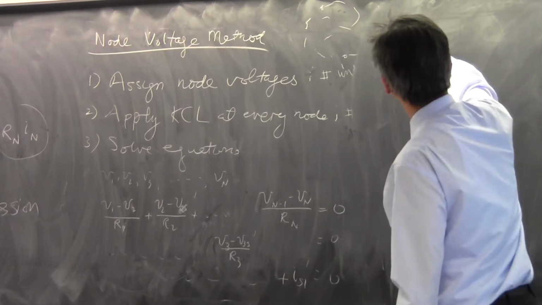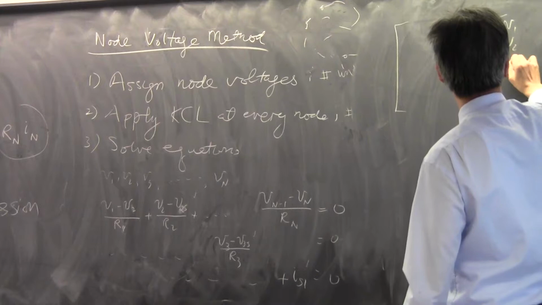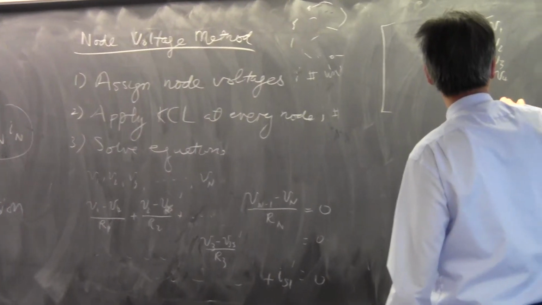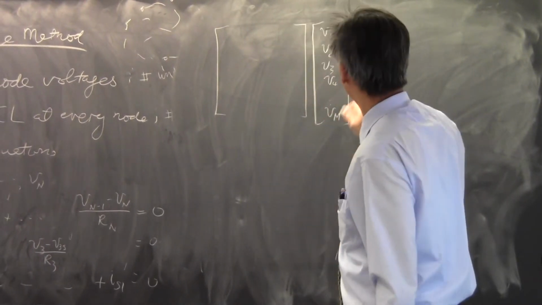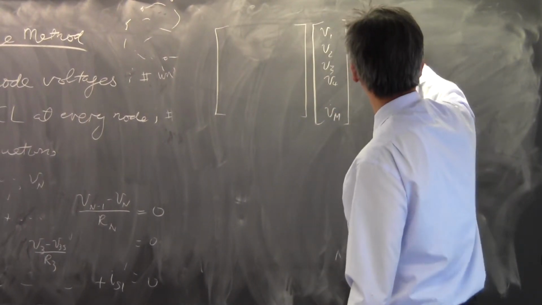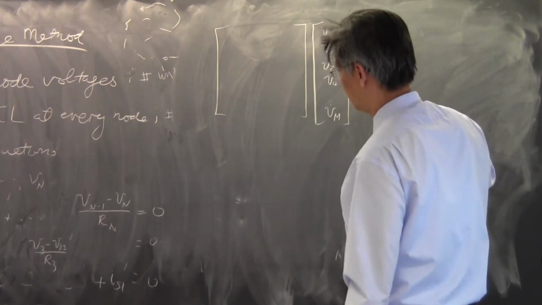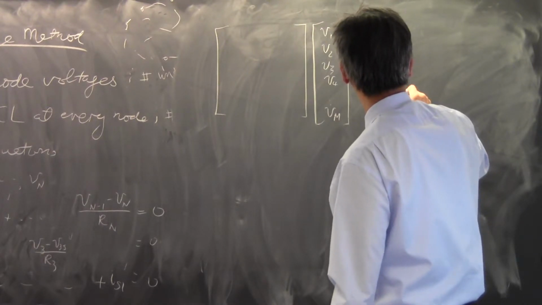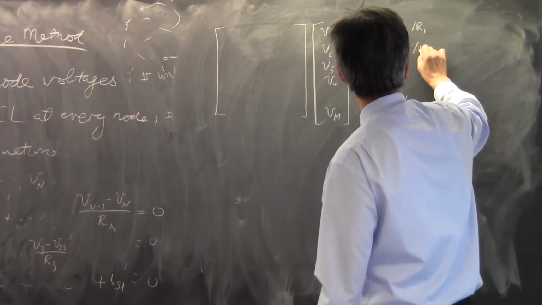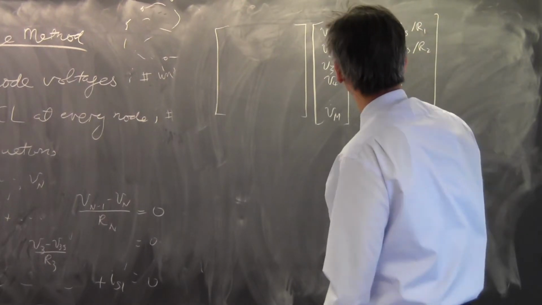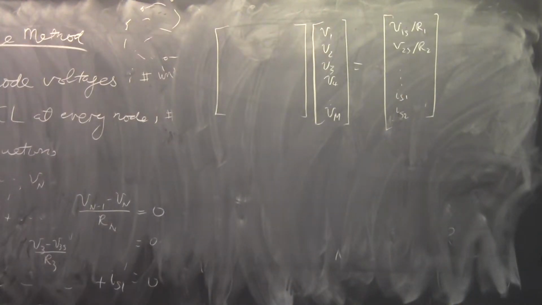They look something like this: a matrix system, with the node voltages V2, V3, V4, maybe VM or something. Maybe you have M voltages, and then you put all the known sources V1s, V2s, maybe something like IS1, IS2, and so on. This might be divided by R1. This might be divided by R2. Okay, so you have a set of linear algebraic equations where the right-hand side is known, the left-hand side is unknown.